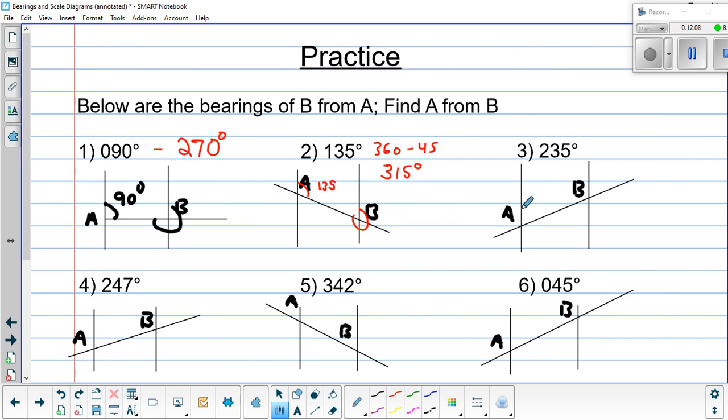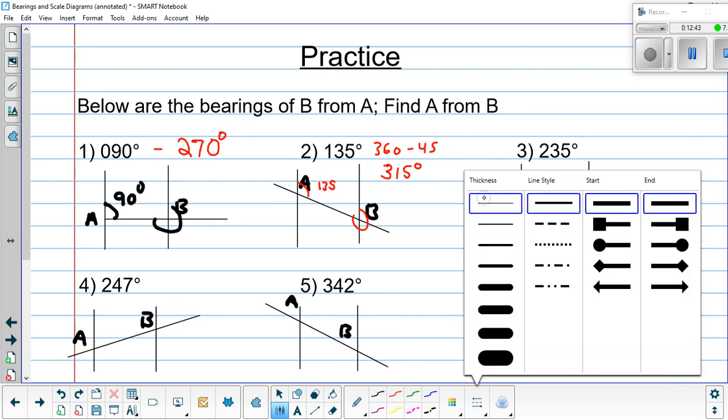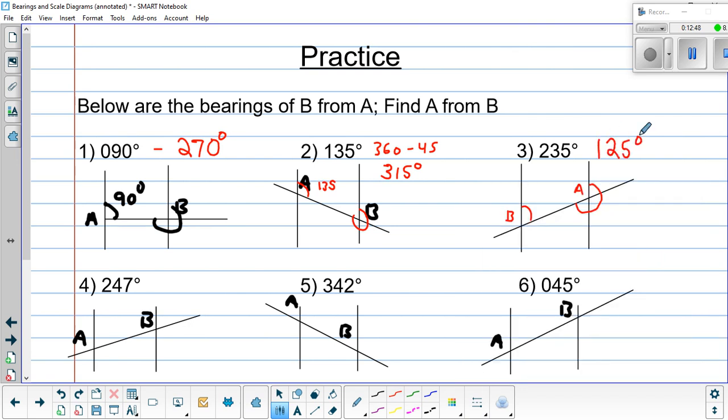Next, we are doing 235 degrees. Sorry, I got my labels backwards on that one. This one should be A, and this should be B. So A to B is 235. Now we want that little bit back. So we just have to do 360 take 235, which is going to result in 125 degrees.